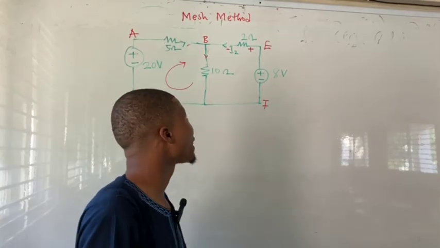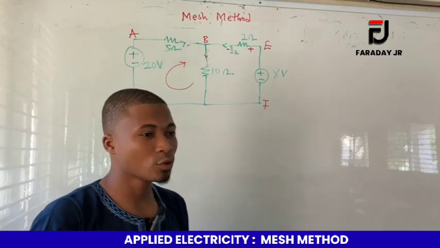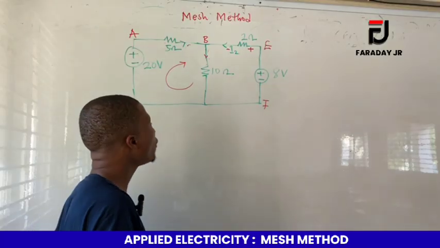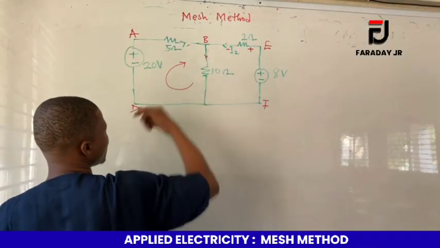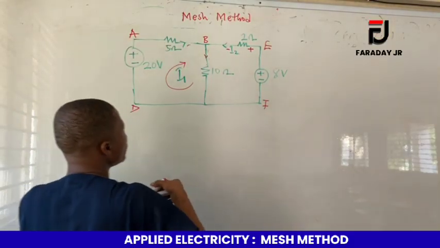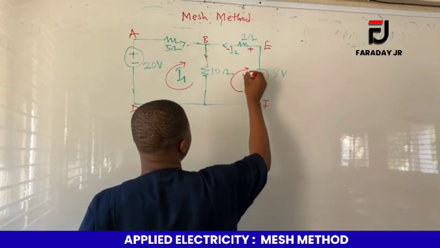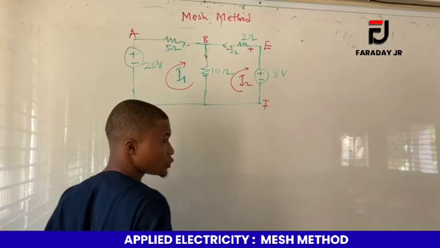Okay, so we are starting our second episode, which is the mesh method. The mesh method is a situation whereby you allow only one current to act in a circuit. In this circuit, we have one loop here, so we can assign one current called I1. And then another loop, we also have another current called I2. Assuming we had more loops, we would just assign a current to each loop.